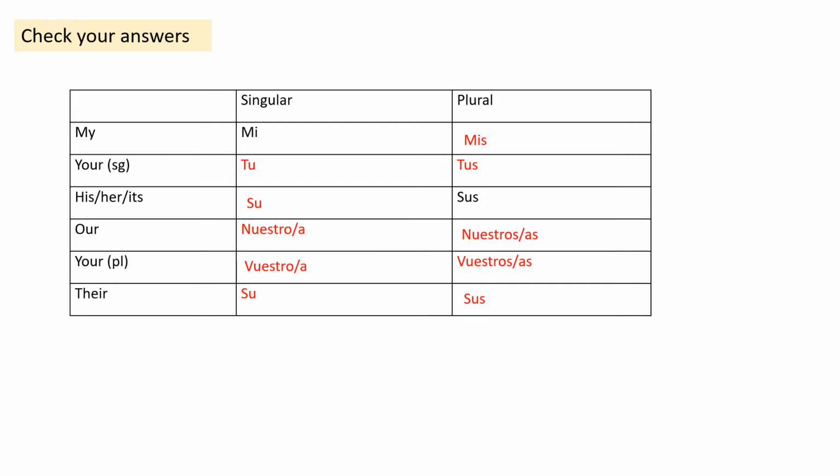Okay, Year 9. Now time to check your answers. I've highlighted them in red for you. You were given mi, my singular, mis is my plural, your singular is tu, and your plural tus. His, her, its is su, and you had sus already. Our, nuestro, nuestra, and therefore the plural nuestros, nuestras. And then your plural, vuestro, vuestra, vuestros, vuestras. And there is su in the singular and sus in the plural. So pause to check those answers now.